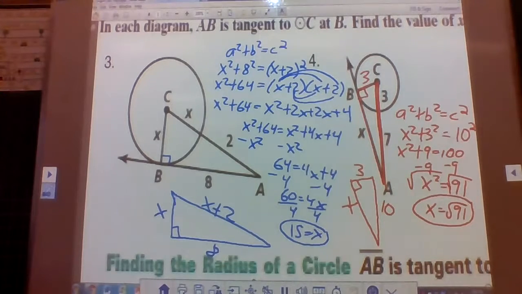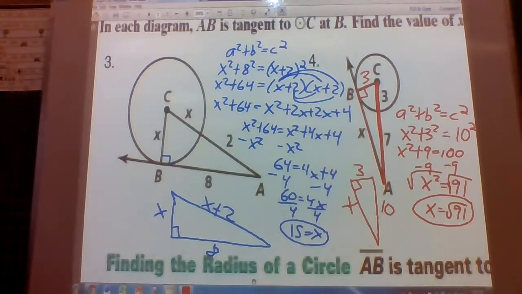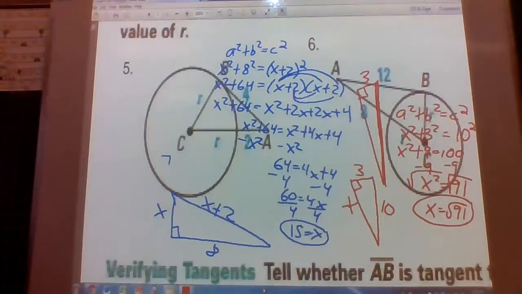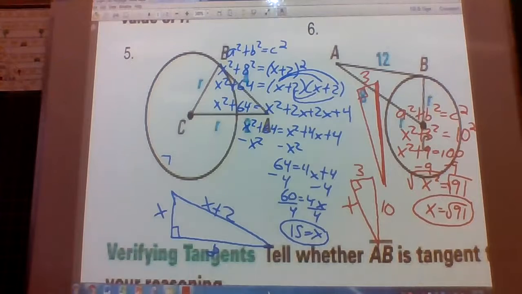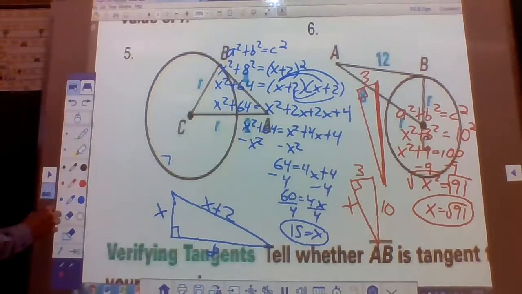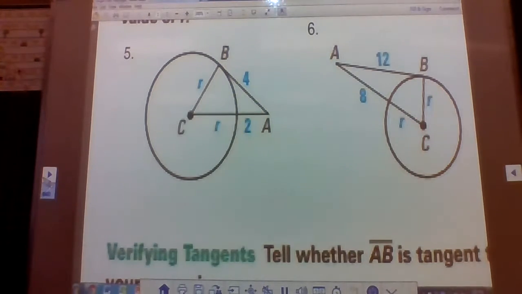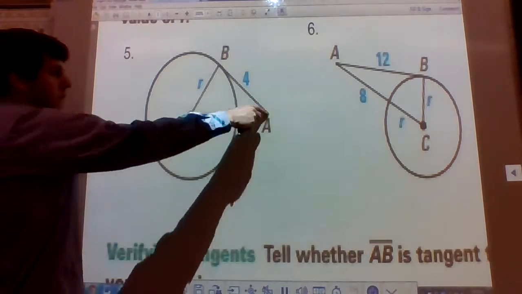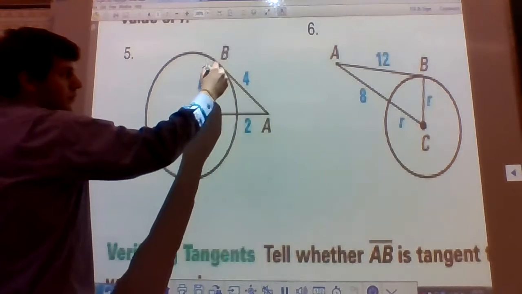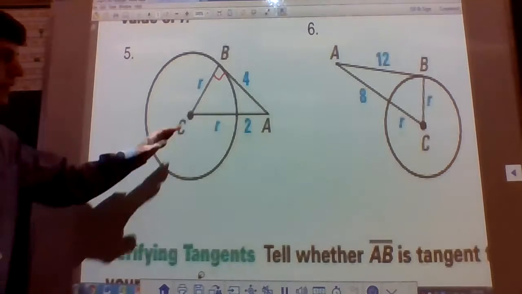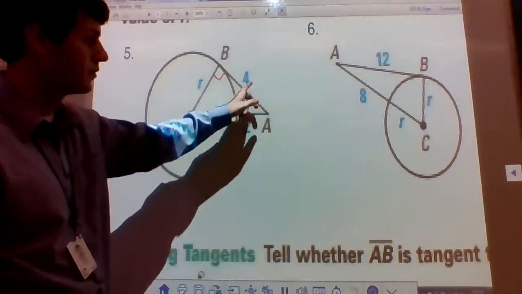Same thing, really. Not much different for 5 and 6. We want to find the value of the radius, r. So again, we have a tangent line and a radius, so it's a right angle. The legs of this right triangle are going to be r and 4.